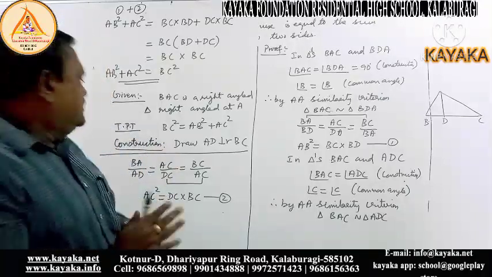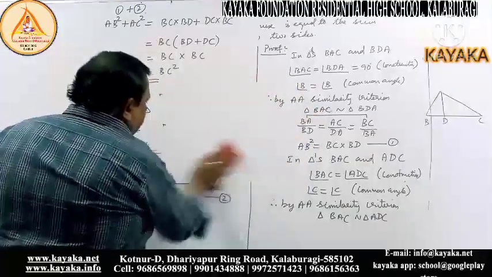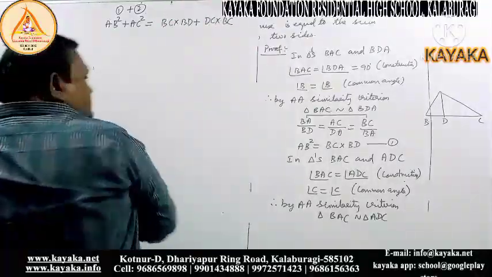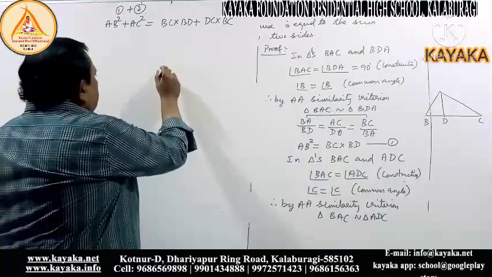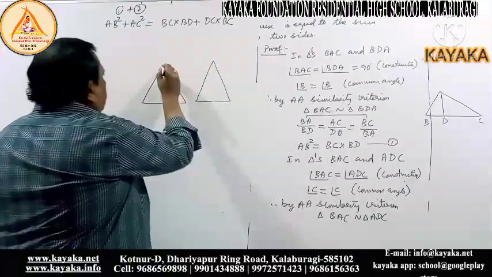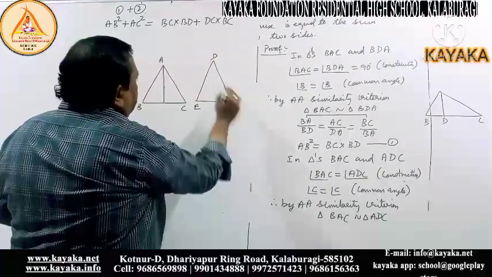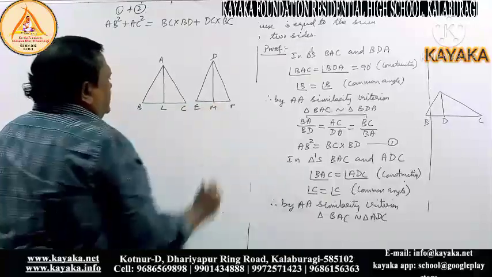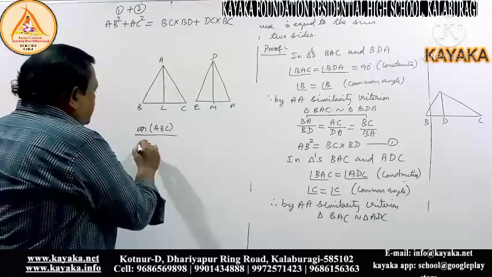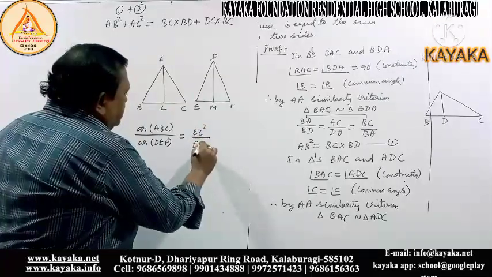And one more important thing I want to tell you, dear children, that before one theorem we have seen, that is the areas of similar triangles theorem. Here we have taken 2 triangles. ABC is one triangle, DEF is another triangle. We are dropping a perpendicular AL and DM. Therefore we got area of triangle ABC divided by area of triangle DEF will be equal to BC square divided by EF square.